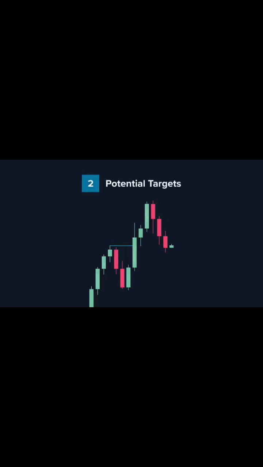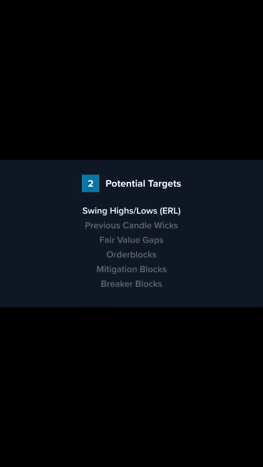So let's now move on to the second step, which involves identifying potential targets. And when we talk about targets, we are referring to any PD arrays on the chart that the market might target to create its next move. And these can be previous swing highs and lows, the wicks of the previous candle, fair value gaps, order blocks, mitigation blocks, or breaker blocks.